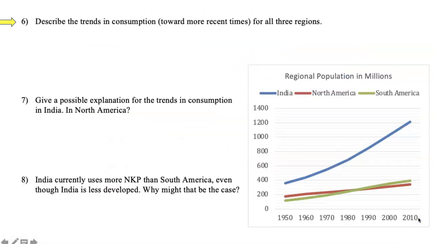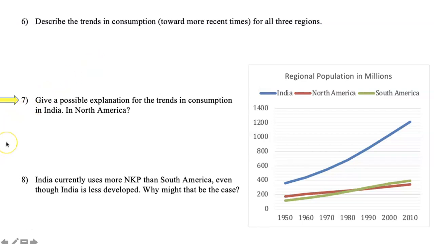So the next set of questions then asks you about those graphs. First of all, describe the trends in consumption from the early to the more recent times in all three regions. So I kind of went through those graphs by material. I'm asking you to summarize by location. So give me an overall statement for North America's consumption, and then South America's, and then India's.